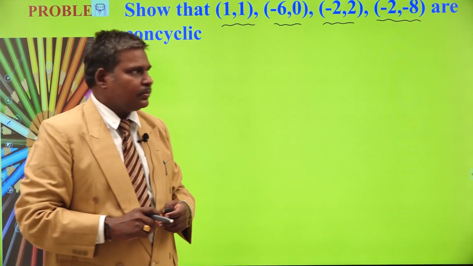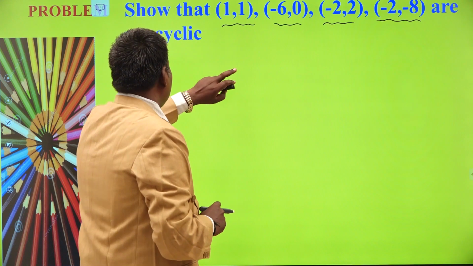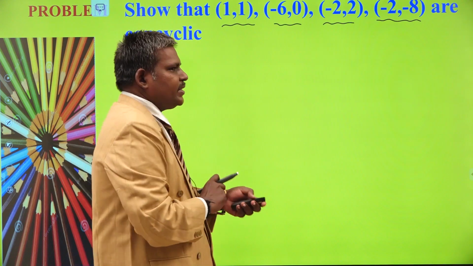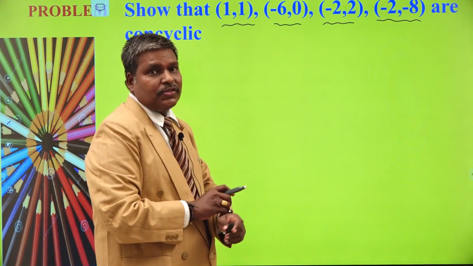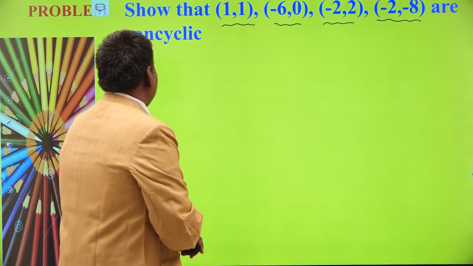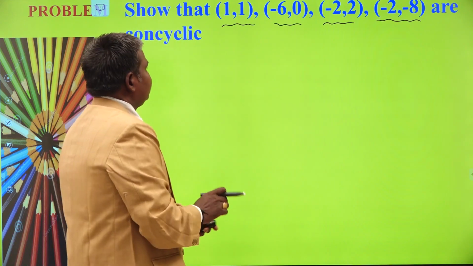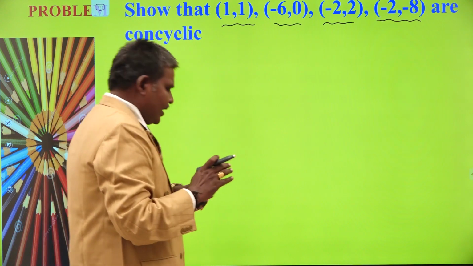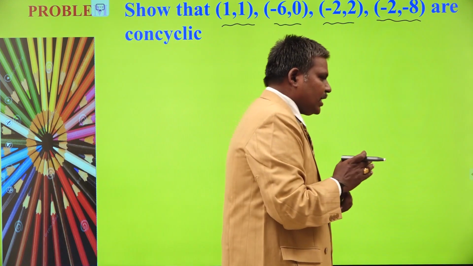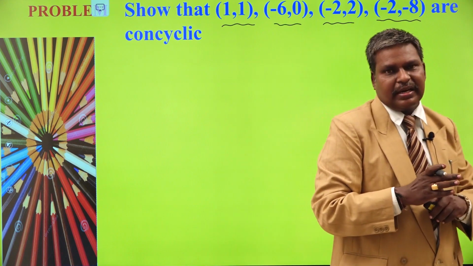How to show this one? Take any 3 points out of 4 points. This can be selected in how many ways? 4C3 ways. So whatever it may be, you take one set of 3 points out of the given 4 points. You find the equation of circle passing through the 3 points. Am I correct or not?